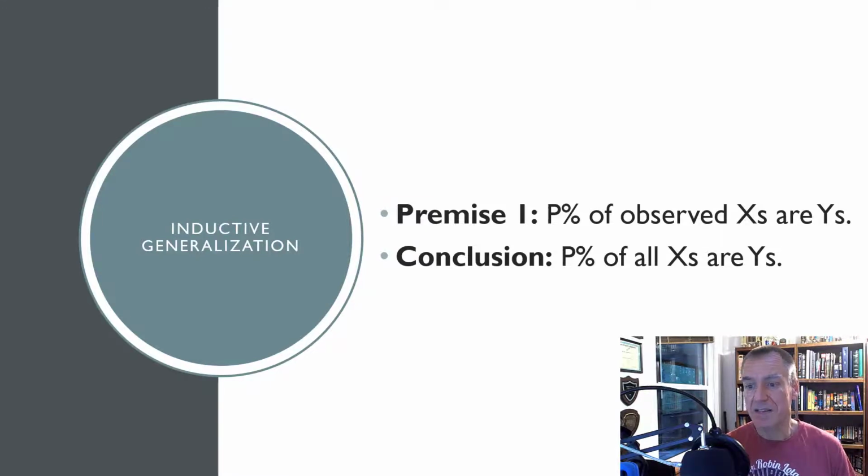So the idea essentially is this. You observe a sample, find out that a certain percentage of members of that sample have a particular quality, and then you leap to the conclusion that the same percentage applies to the whole population. So the observed x's, whatever they are, would be the sample, and all of the x's would be what we call the target population.